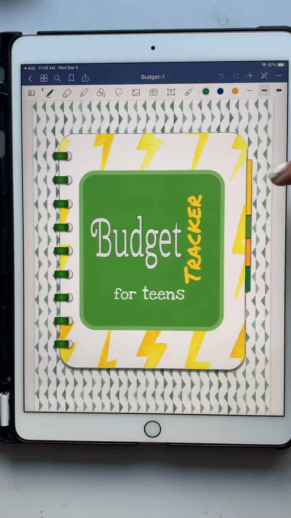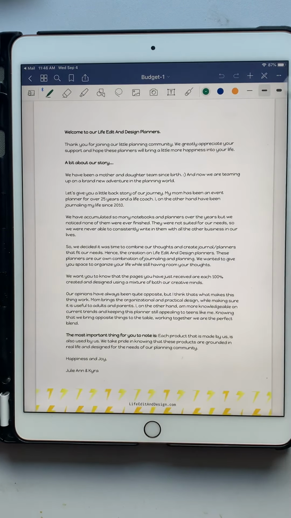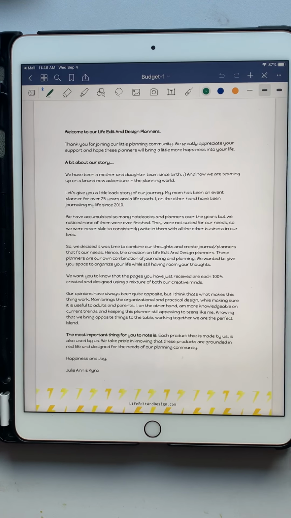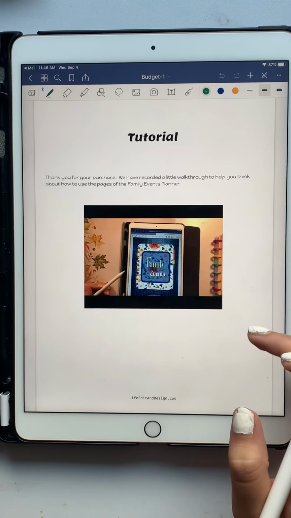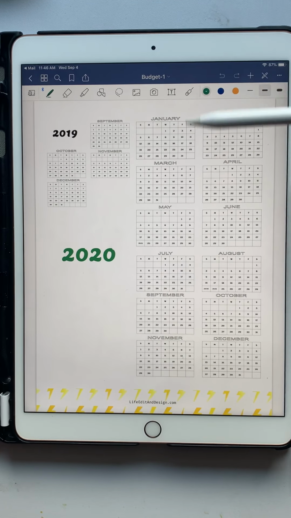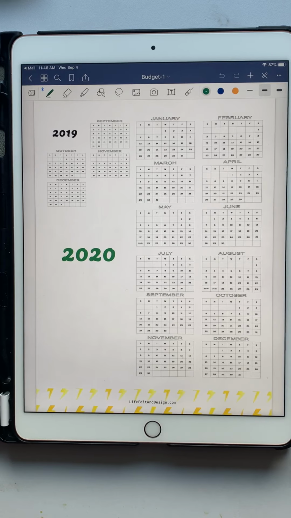So as we get started, we have our welcome letter, which is in all of our planners, just kind of telling you a little bit about our story and about what you can expect in this planner. We have the tutorial page, which is obviously you found that and you're watching it right now. We start with our year in review page.